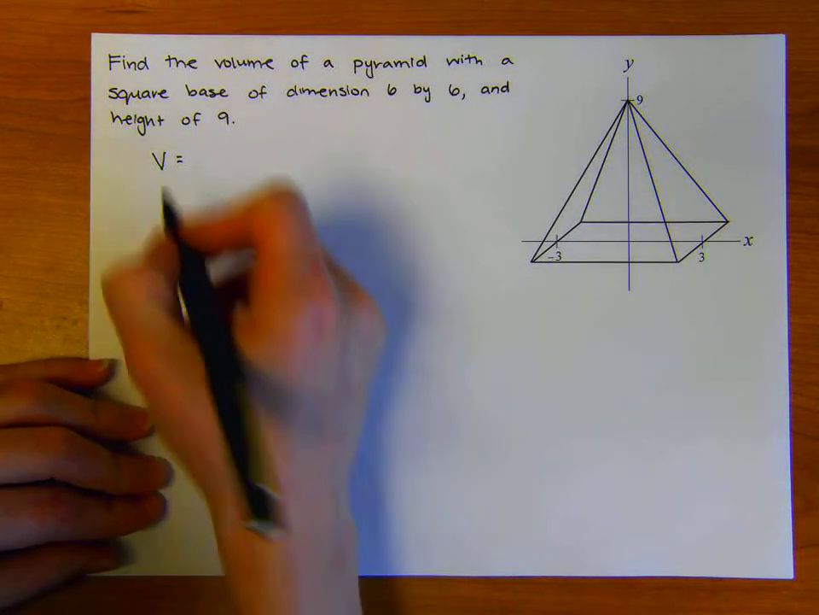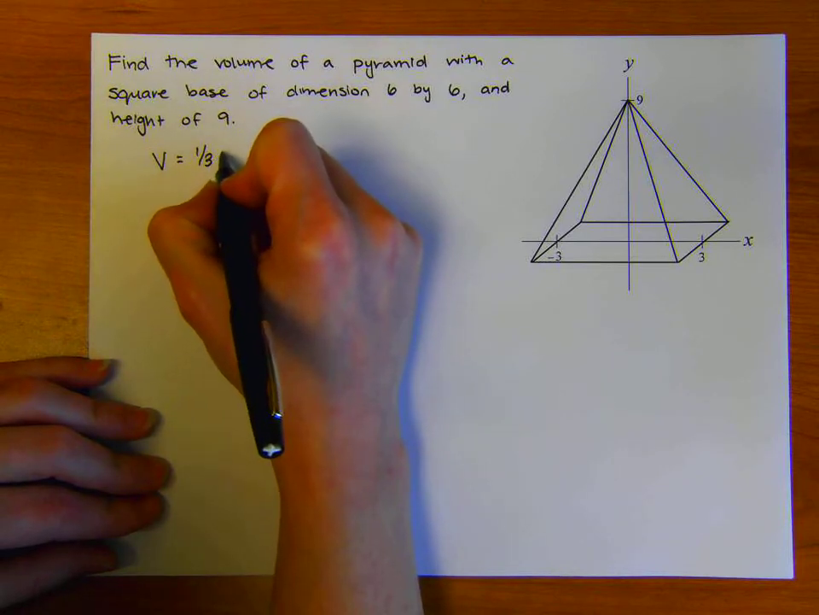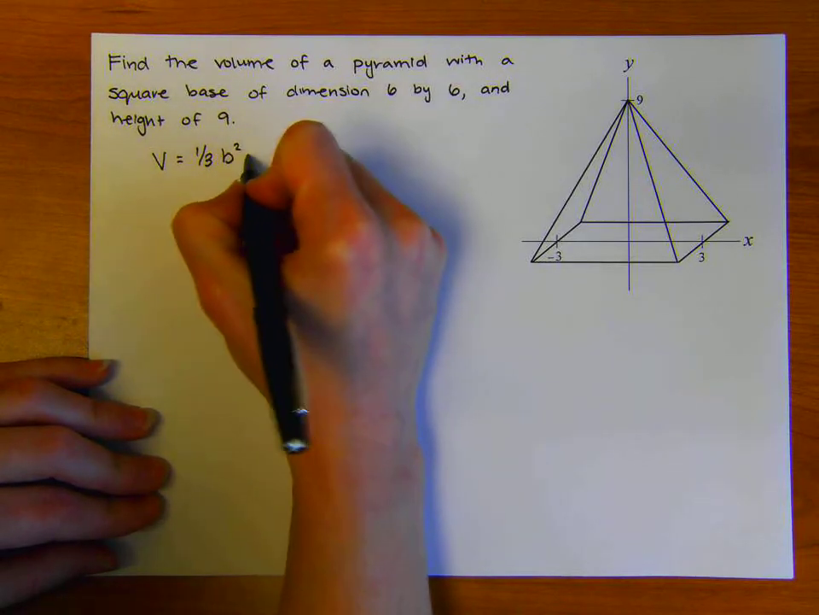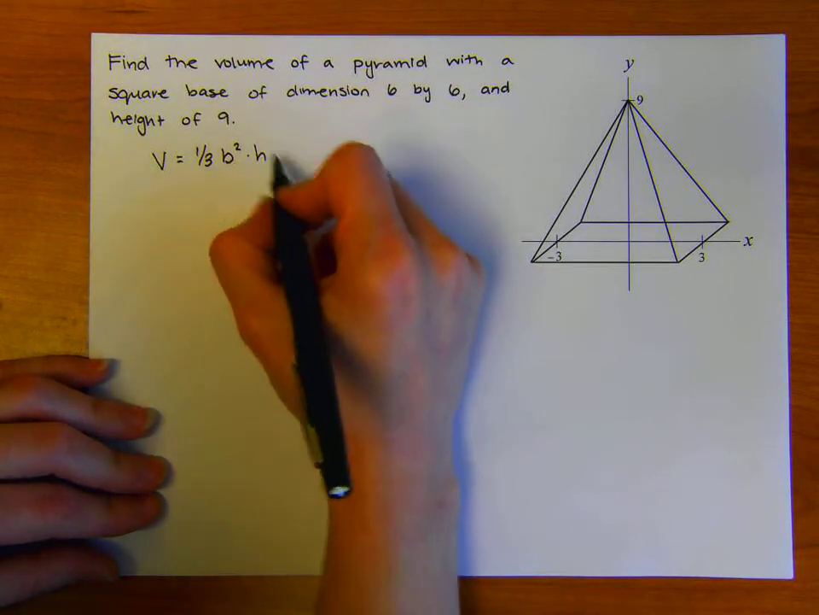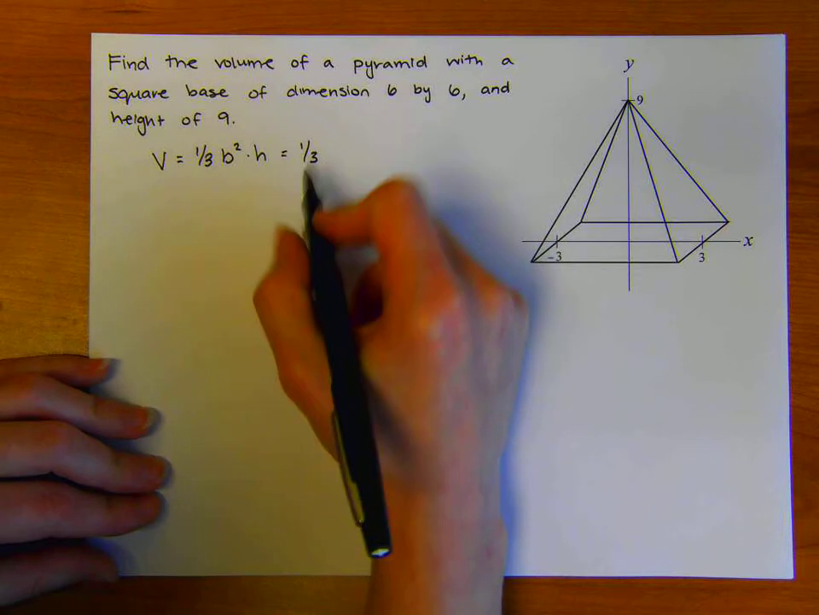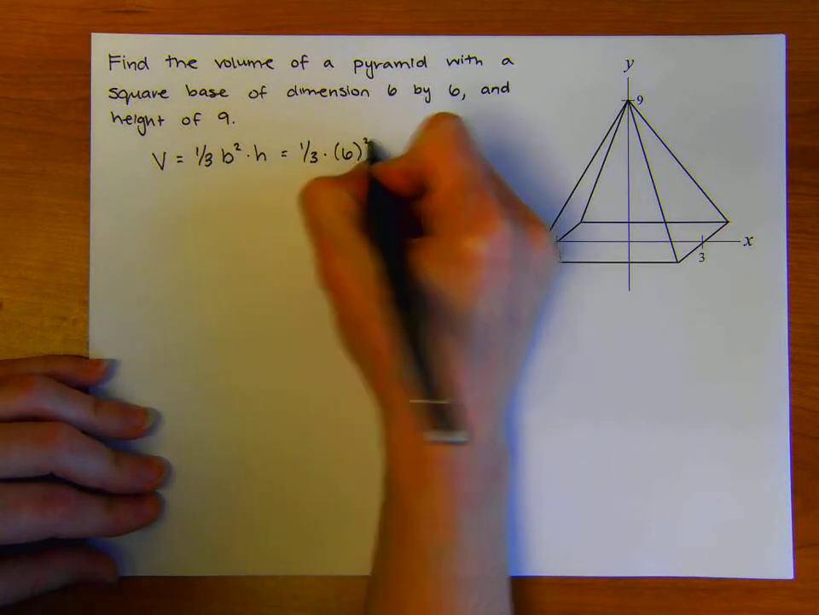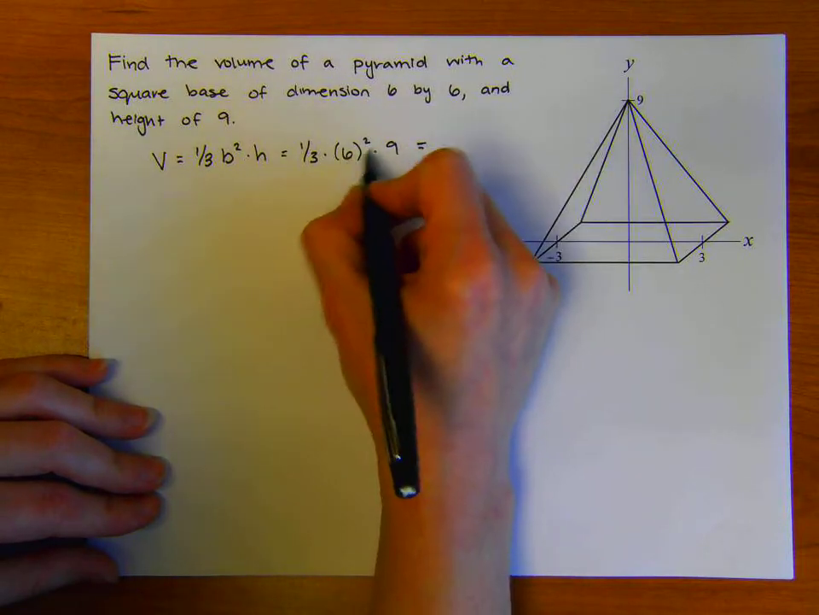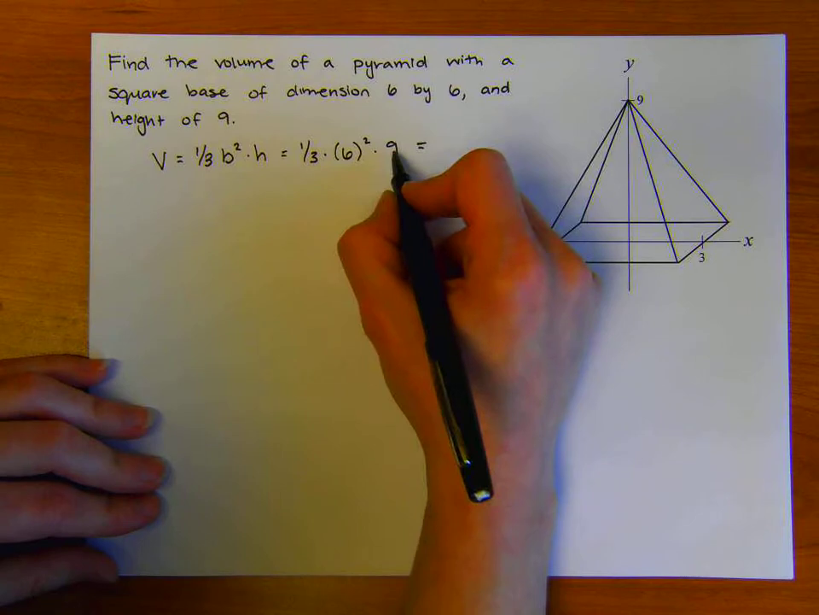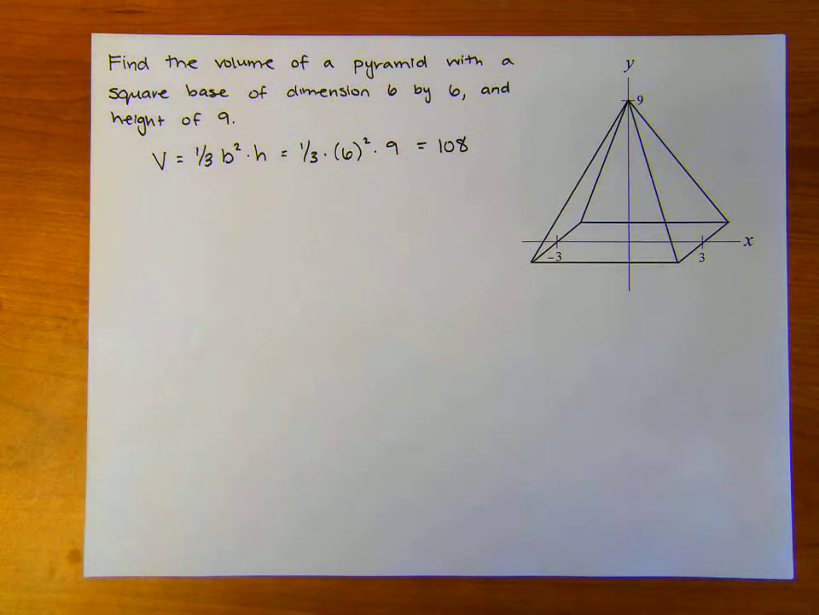But just so we can check our answer, let's figure out what the volume should be using that formula. The volume for a pyramid is 1/3 base squared times height, and that's of course because our base is a square. So we have 1/3, the base is 6 by 6, so 6 squared times 9. So 36 divided by 3 is 12, and 9 times 12 is 108. So that's what we should end up getting when we're done, 108.